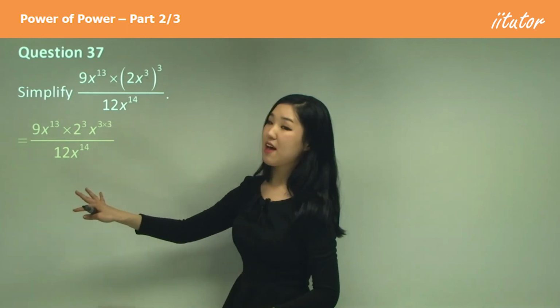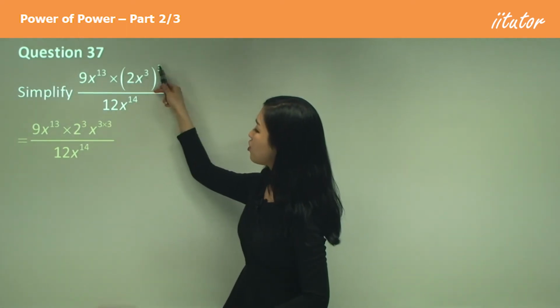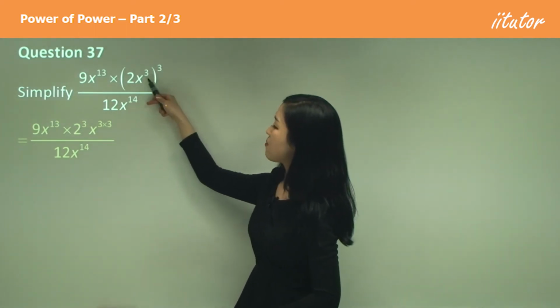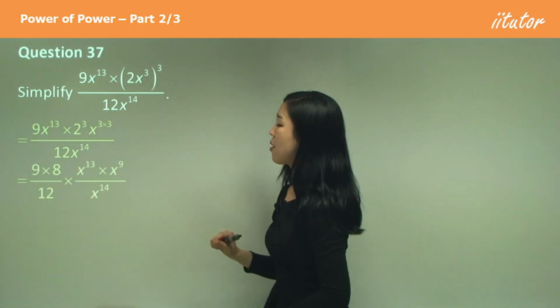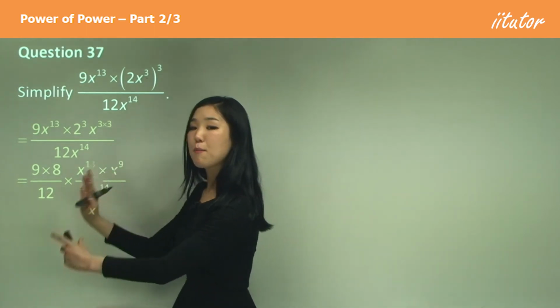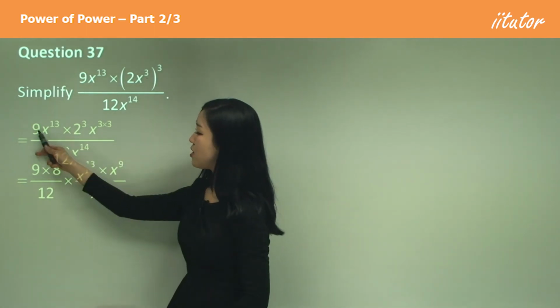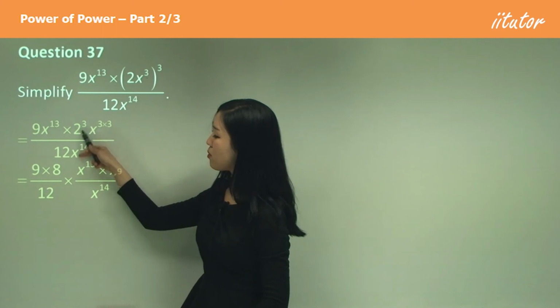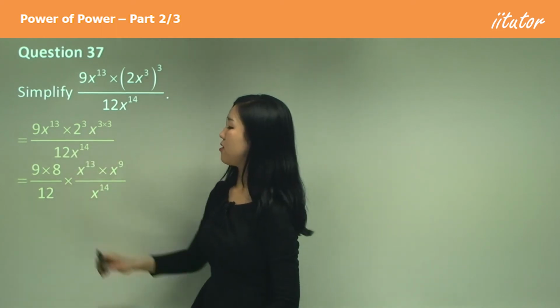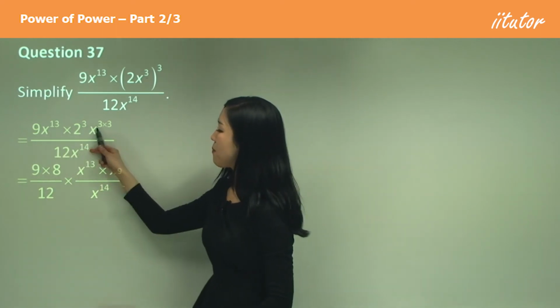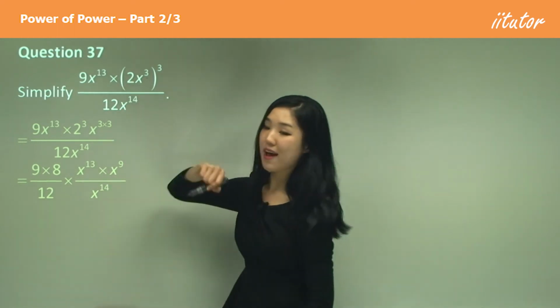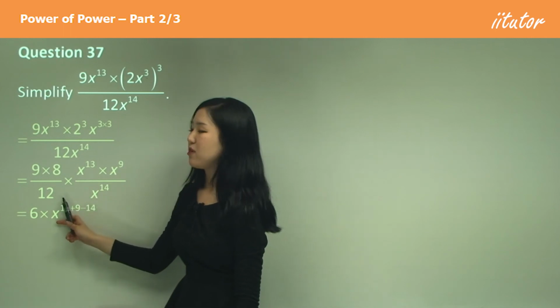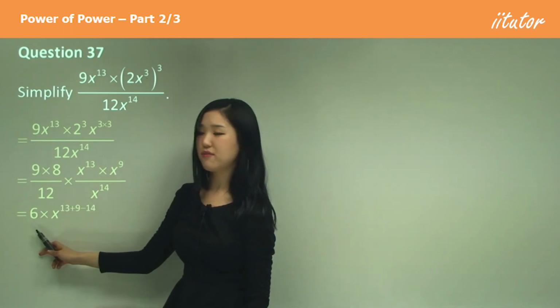So we'll leave everything else as it is, and we'll go 2 cubed. And then we go x to the power of 3 times 3. We multiply the powers together. And we simplify it by gathering the numbers together out the front. So 9 times 2 cubed is 8. And the 12 goes on the denominator. And then the pronumerals we keep. And I just simplified this. 3 times 3 is 9. 9 times 8 divided by 12, that should just be 6. You guys can simplify that.